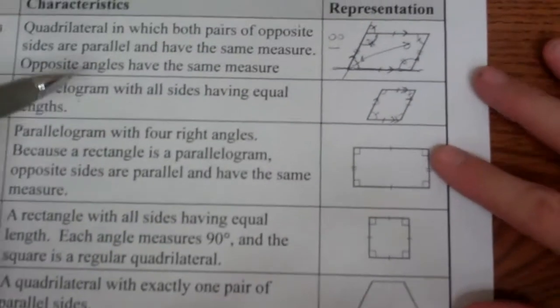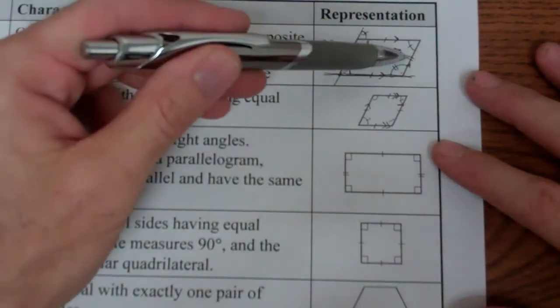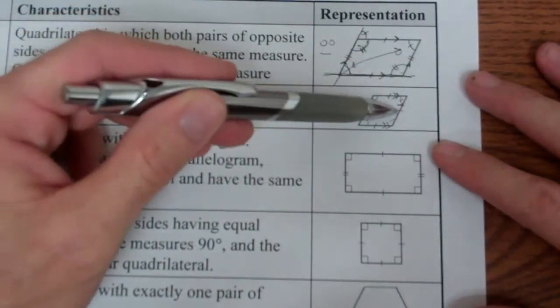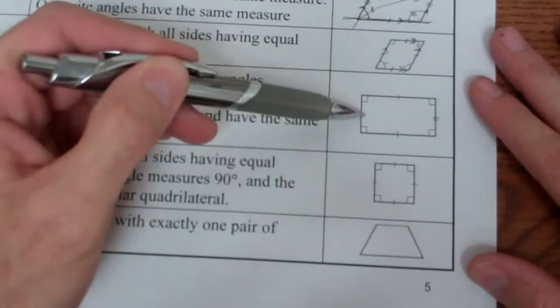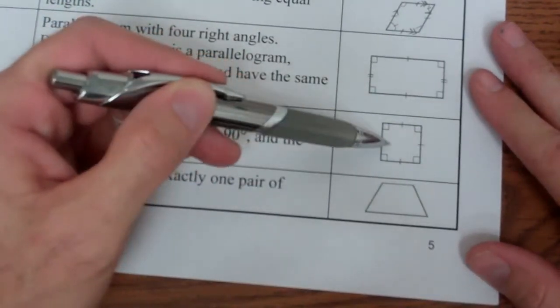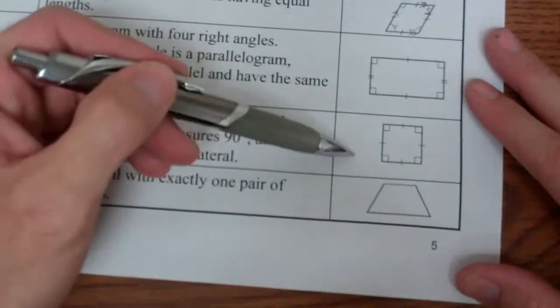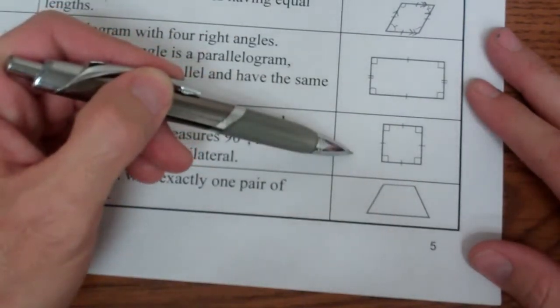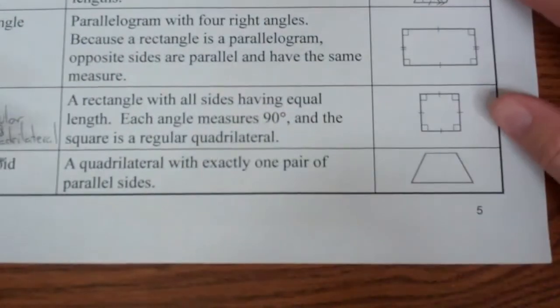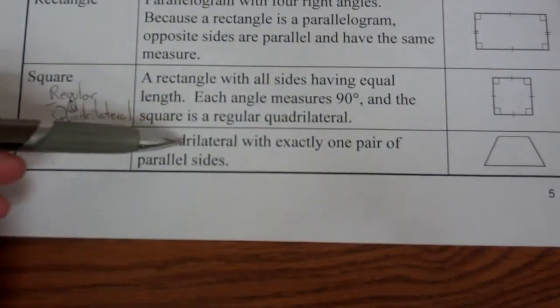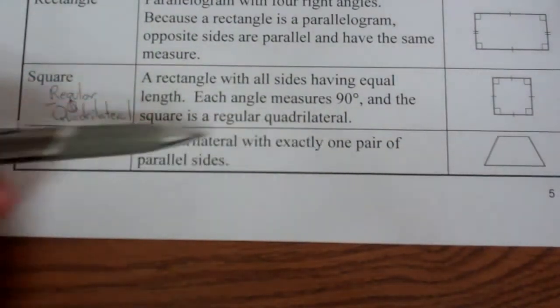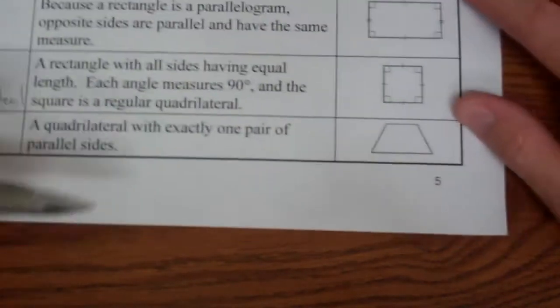Now you'll notice that all of the opposite sides are parallel and the same. So for these 4 figures, the opposite sides are always parallel and the same length. This is not true for the trapezoid. This is the only one where the quadrilateral only has 1 pair of parallel sides.